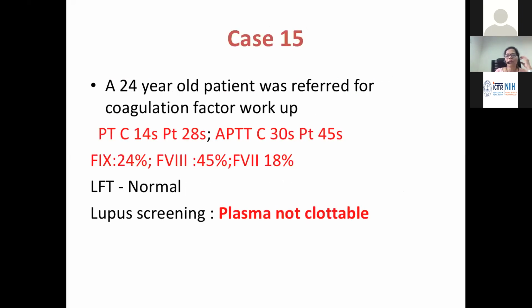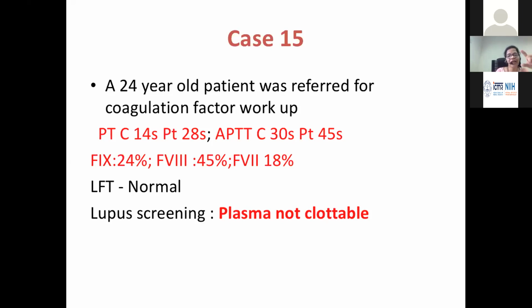A 24-year-old patient was referred for a coagulation factor workup. PT is prolonged, APTT is marginally prolonged. All vitamin K dependent factors, even factor 8, are slightly on the lower side. Liver function tests are normal. We did a lupus screening, and the plasma is not clotting at all. You might think he's a liver disease case, but his liver function tests are normal. So what else?